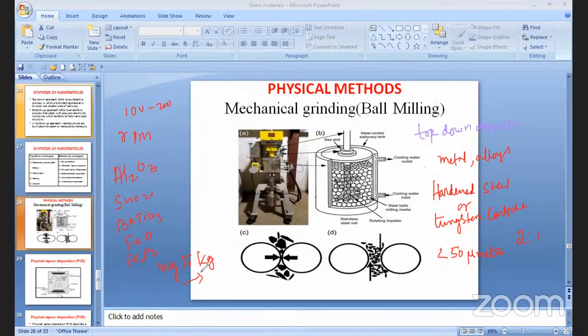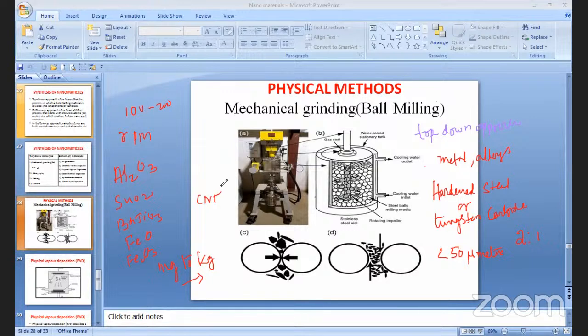This method can also be used to make a variety of carbon-based nanomaterials. Carbon-based nanomaterials means, as we already discussed, CNTs, carbon nanotubes. So that is about the ball milling technique and the advantages we have in its case. Now, let us look at the limitations or drawbacks of this ball milling method.